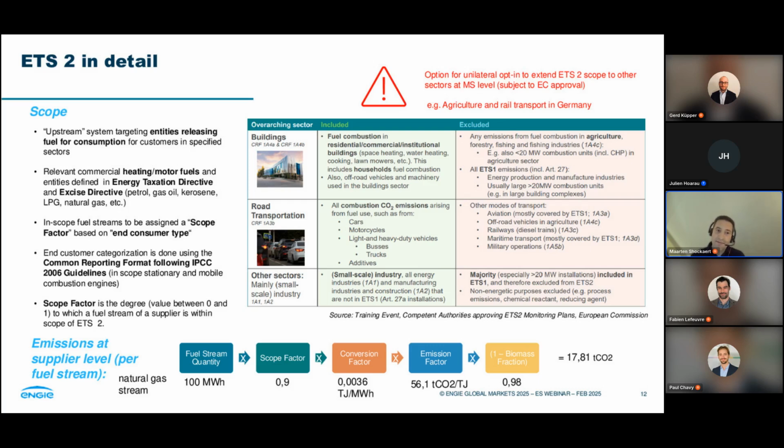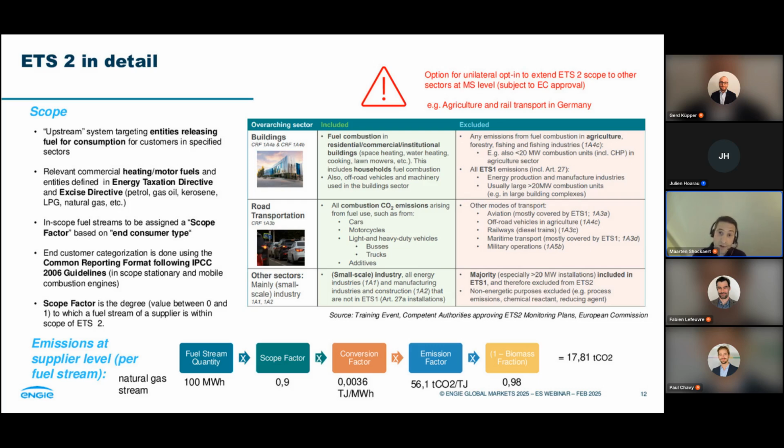Each supplier will need to identify the fuel streams and in-scope customers, and based on the degree to which its customers are in the scope of ETS2, will need to define a scope factor. Each supplier will then multiply the fuel stream quantity times a scope factor. In the example below, 90% of a natural gas supplier's portfolio is in scope of ETS2. You will then multiply that with a conversion factor into terajoule, apply the applicable emission factor, and maybe deduct a biomass fraction to come up with the total amount of emissions.